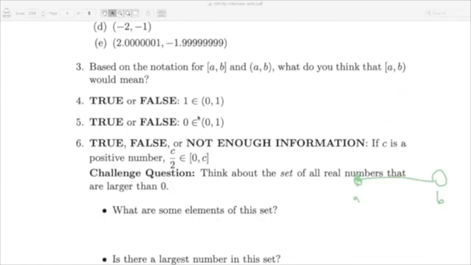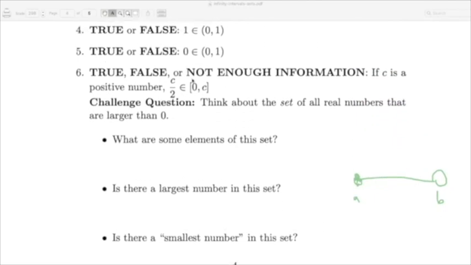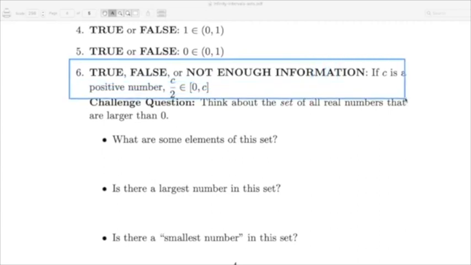Here's a tricky one. I think that these two true-false questions are really straightforward for you at this point. True-false question: I want you to take a moment and think about this one, and maybe let's talk about it before we discuss it as an entire group. C is a positive number, and C over 2 is in the closed interval 0 to C. So take a moment to think about it.